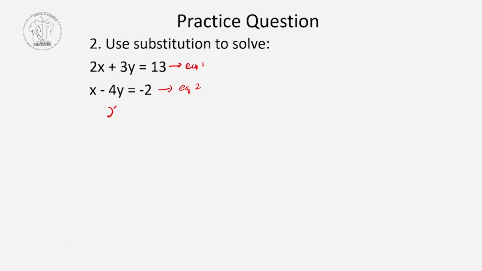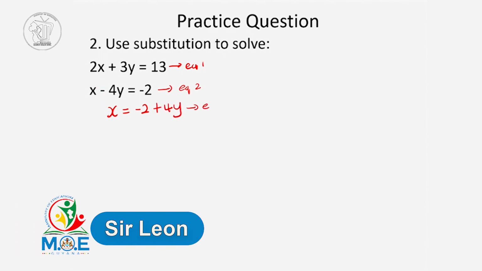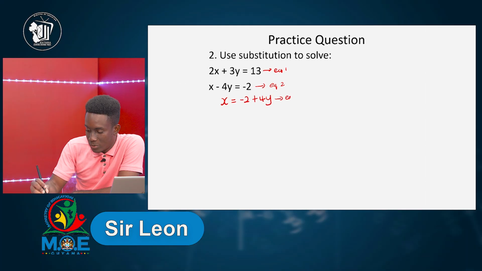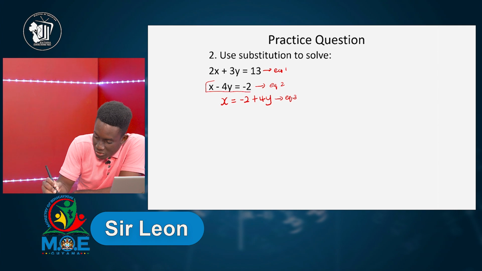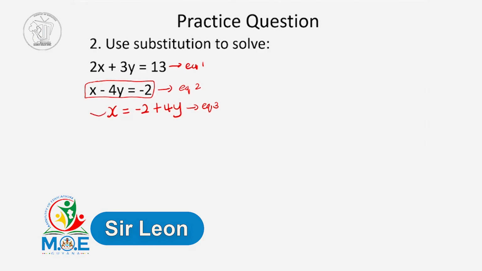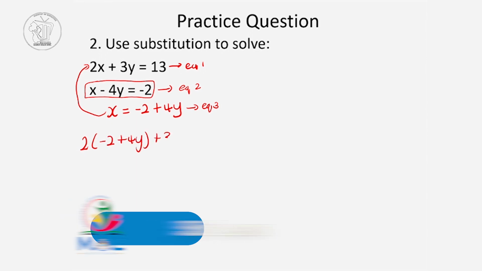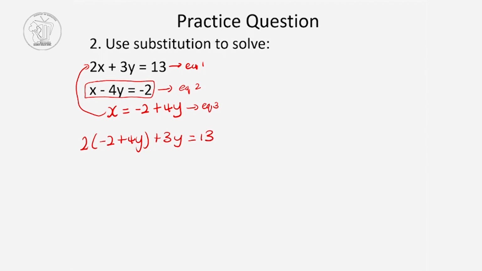So we'll have x is equal to negative 2, and when we take over this minus 4y, we'll have plus 4y. We can call this equation 3. So we saw that we used equation 2 to make x the subject. Now we involve the other equation by putting it into equation 1. So this will be 2 multiplied by x, which would be negative 2 plus 4y, plus 3y is equal to 13.